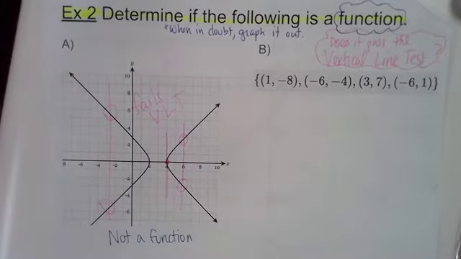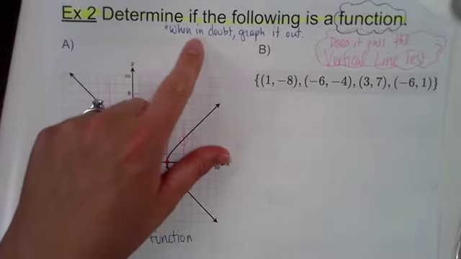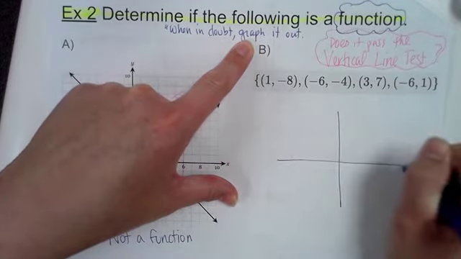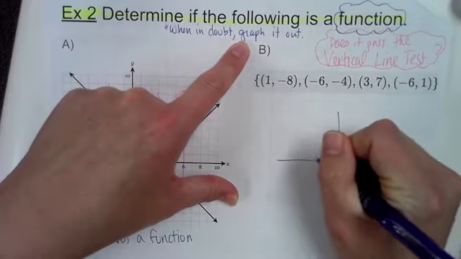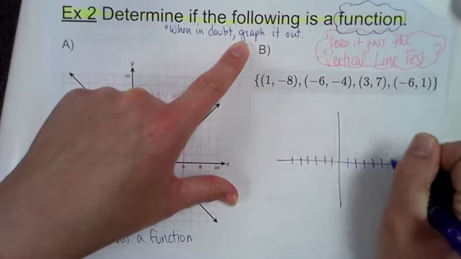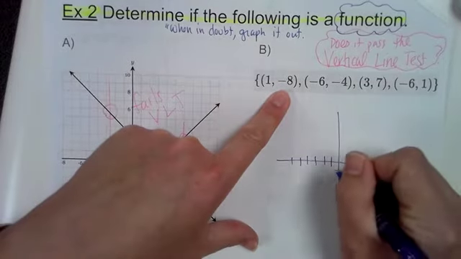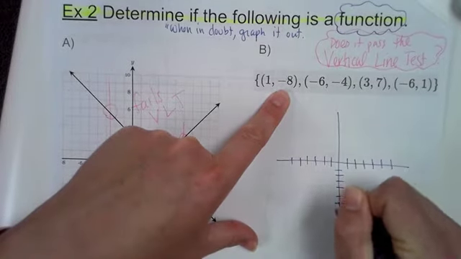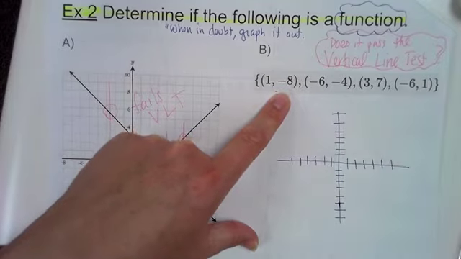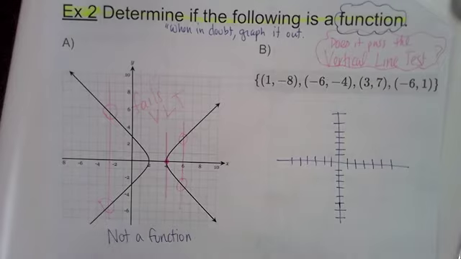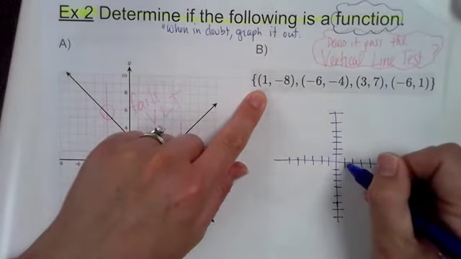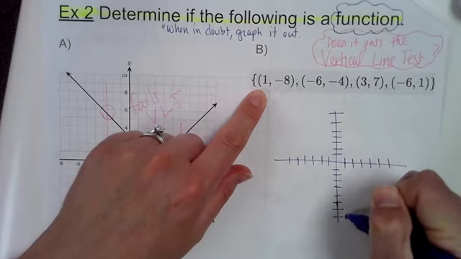I don't have a graph. So I'm going to abide by when in doubt, graph it out. So I'm going to make a wee sketch. 1, 2, 3, 4, 5, 6. And it looks like I need to go to -8. 1, 2, 3, 4, 5, 6, 7, 8. 1, 2, 3, 4, 5, 6, 7. Okay. So I'm going to make a wee sketch of these ordered pairs and see what my graph looks like. +1 down 8 is right here.